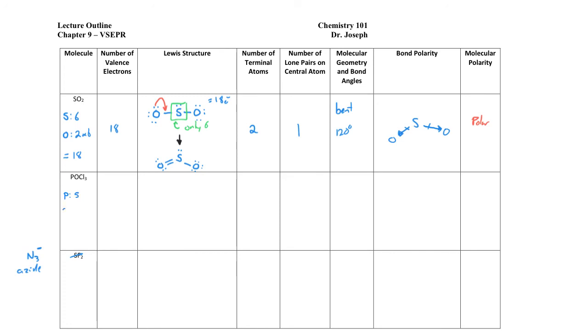Okay, so for phosphorus oxychloride, I'm actually not going to make too many notes here. Just go through the same process. So add up all the valence electrons and then connect the terminal atoms, complete the octets on the outside, and then determine the molecular geometry.